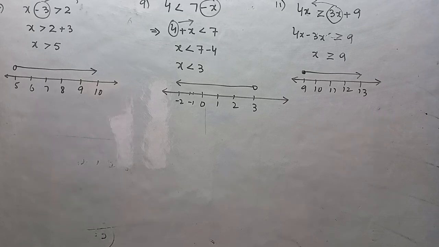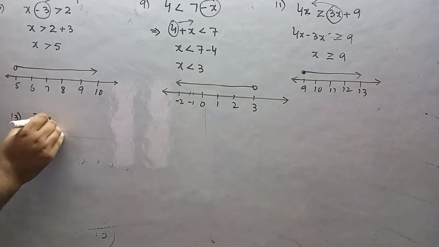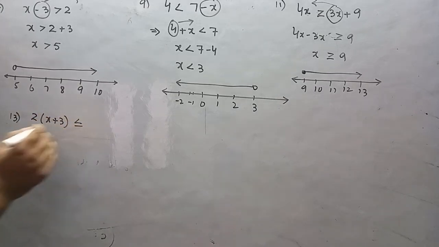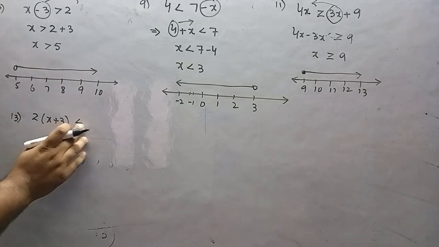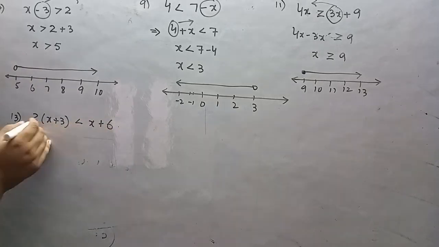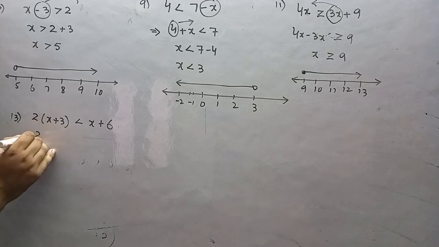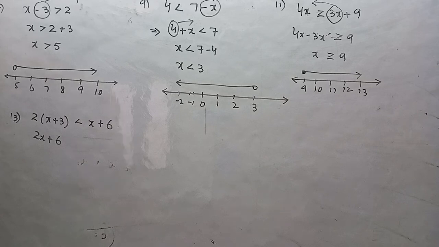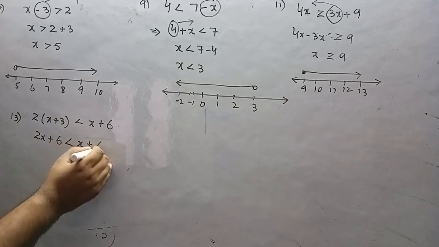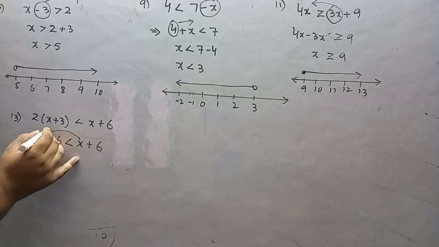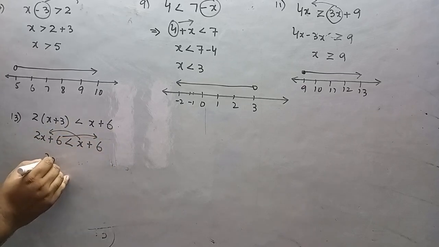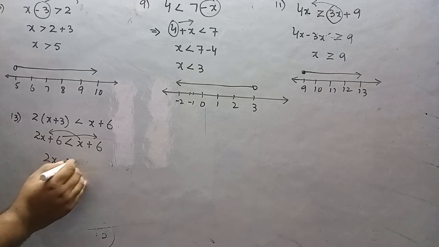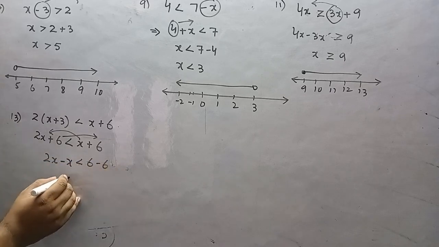Now 13th one. What is the 13th? It's 2 into x plus 3 is less than x plus 6. First let us solve this. Removing the bracket. 2 into x is 2x plus 2 into 3 is 6. 2 should be multiplied to every number inside the bracket as you did in algebra, is less than x plus 6. Now transposing. We transpose x here, 6 here. 2x minus x is less than 6 minus 6. So x is less than 0.